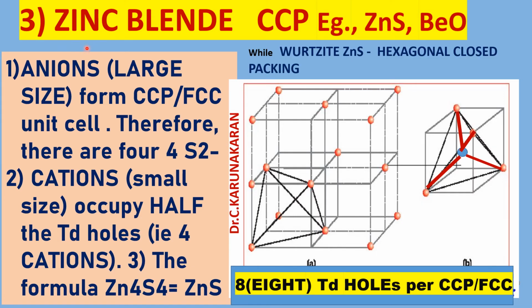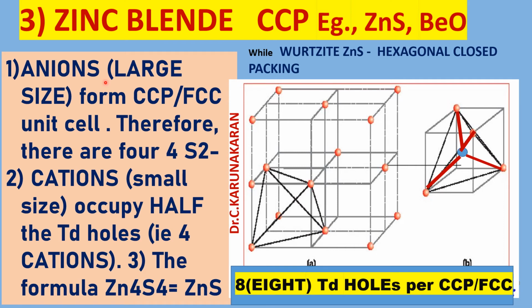Let us see the third important structure. This is again AB type, zinc blende. It is of cubic close-packed structure, FCC structure. Example, zinc sulfide, ZnS. There is another zinc sulfide, called wurtzite. It has a hexagonal close-packed structure, whereas this is a cubic close-packed structure.